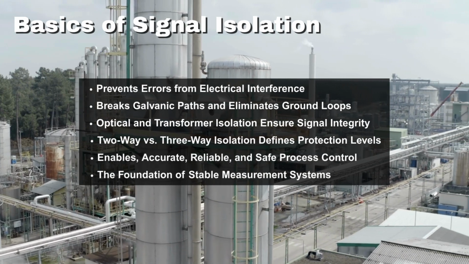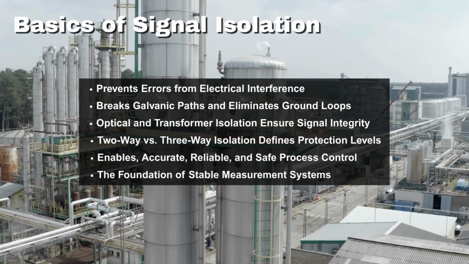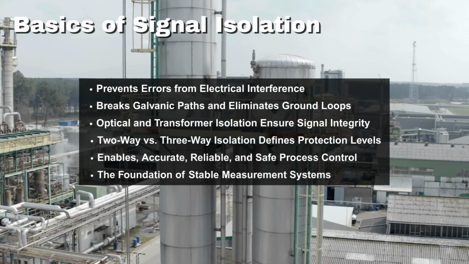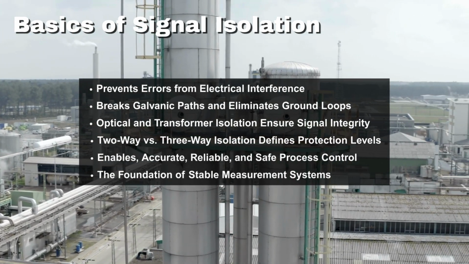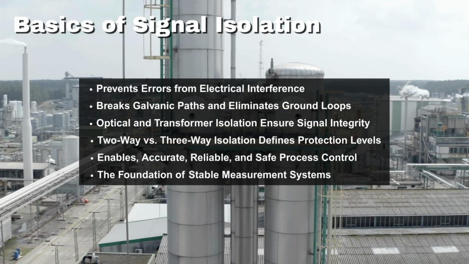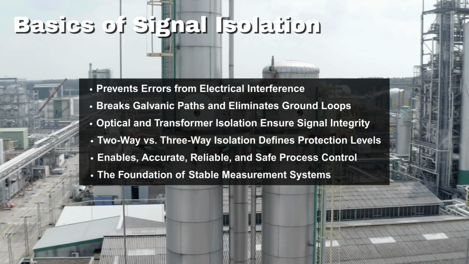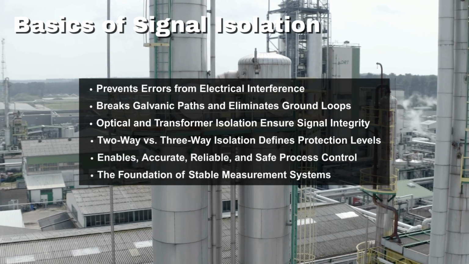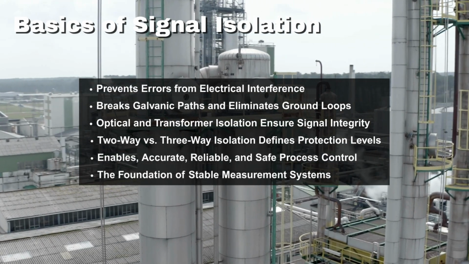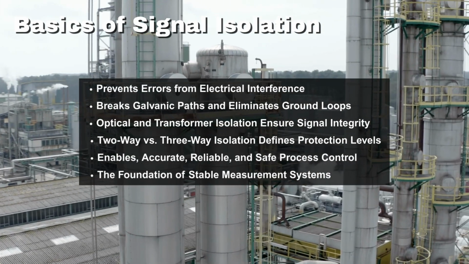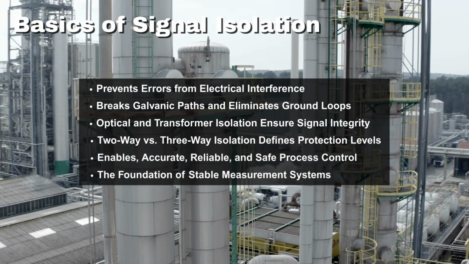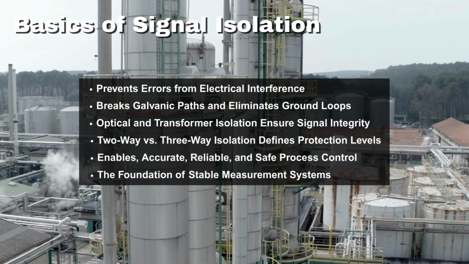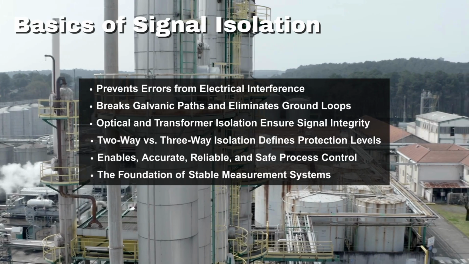Signal isolation is essential for keeping process measurements accurate, stable, and protected from unwanted electrical interference. Signal isolators, repeaters, converters, and interfaces work to break galvanic paths, eliminate ground loops, and ensure signals remain clean and reliable. Techniques like optical and transformer isolation provide safe, efficient ways to separate circuits, while three-way isolation offers full protection in line-powered systems. Signal isolation ensures your measurements stay true and your systems run smoothly.